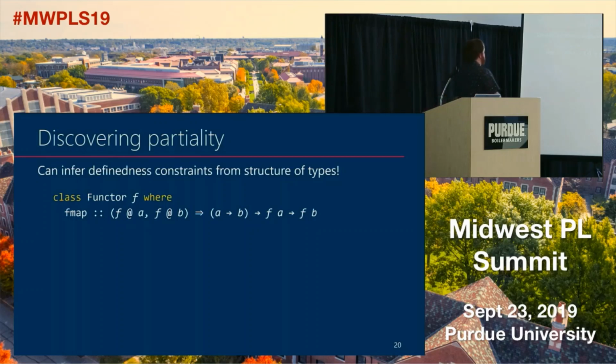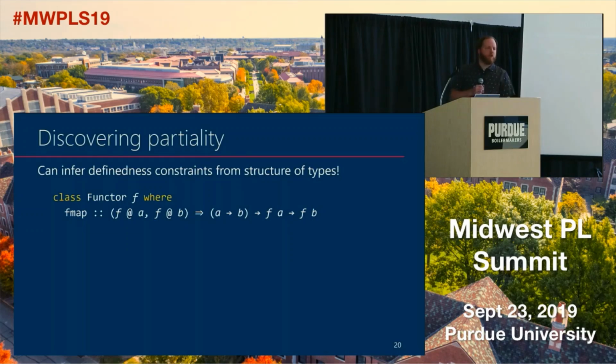So here's my functor class, right? What do functors have? They have an fmap method. What does fmap do? It takes an a to b function and an f a and gives you back an f b. And now I'm going to be careful and say, well, we have to make sure that f is meaningful at a. We have to make sure that f is meaningful at b.